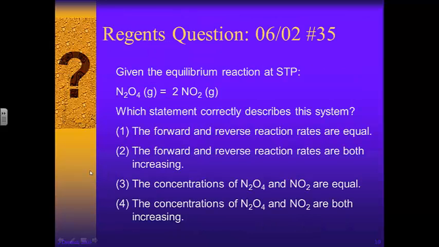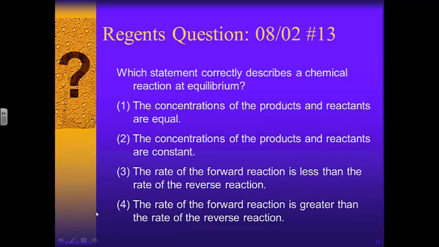Given this example of a reaction at equilibrium at STP, what statement correctly describes the system? Hopefully you said that the forward and the reverse reaction rates are equal. Choice 1. Which statement correctly describes a chemical reaction at equilibrium? Well, we know the rates are equal and the concentrations of the products and reactants are constant. Choice 2.